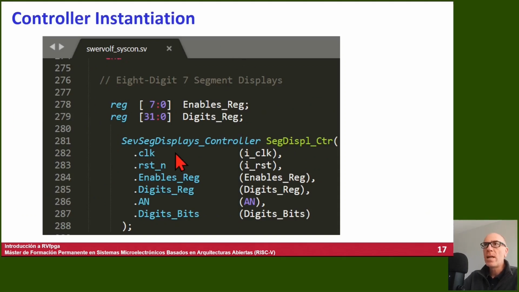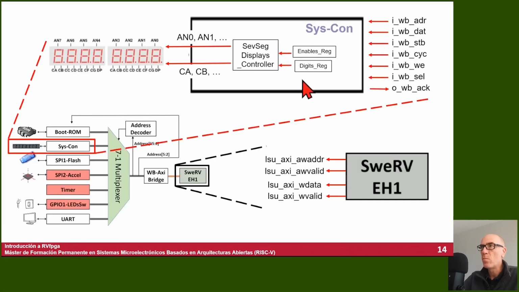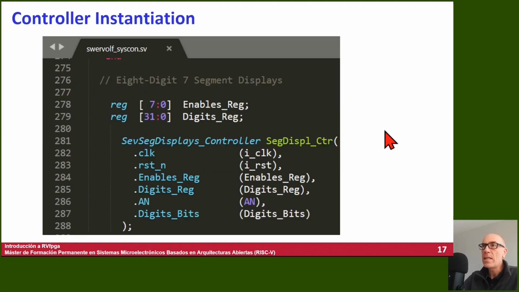Next, we see the instantiation of the 7-segment display controller, which is named as such, seg displays controller. This module implements the controller, and these are its input and output signals. As we can see, the controller receives enables reg and digits reg as inputs, along with clock and reset signals. We saw this in the diagram, these 2 registers as controller inputs and outputs for 7-segment display operation.